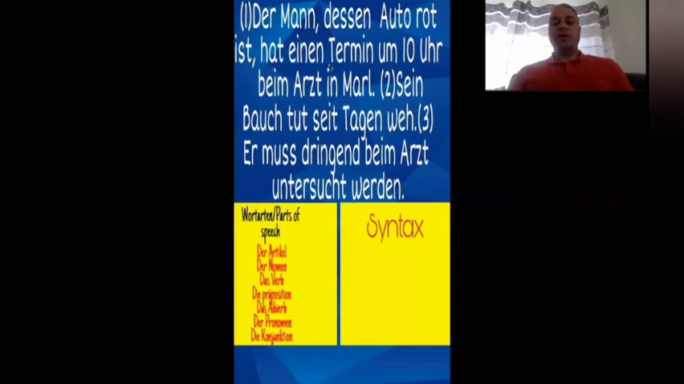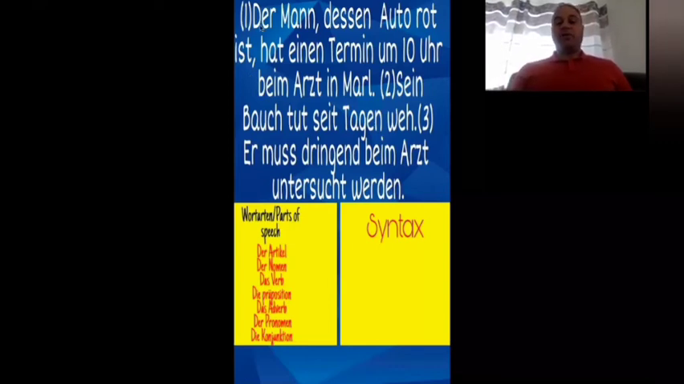we have here. In the first sentence, we have two kinds of sentences. We have a main clause, and we have a subordinate clause or a dependent clause. The main clause is "der Mann hat einen Termin um 10 Uhr beim Arzt in Marl". The subordinate clause is "dessen Auto rot ist". So we give more information about the man in this sentence.